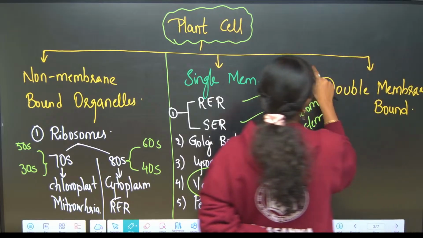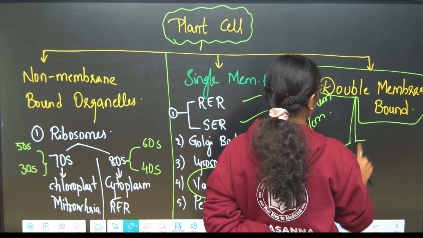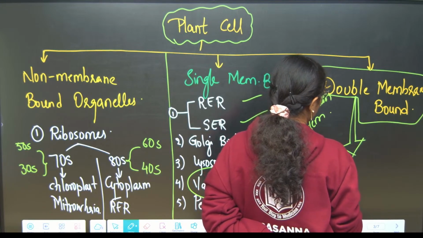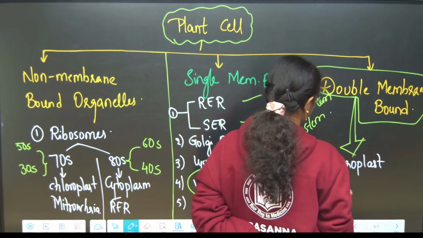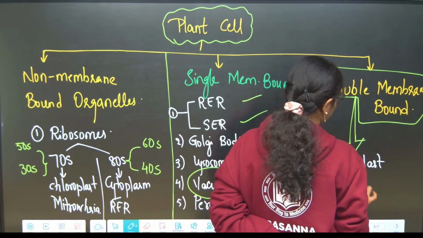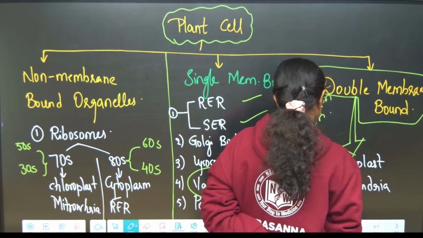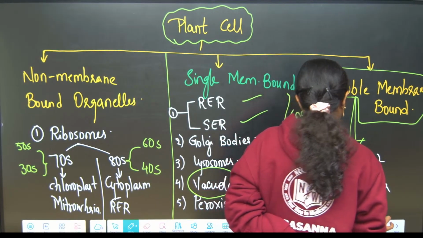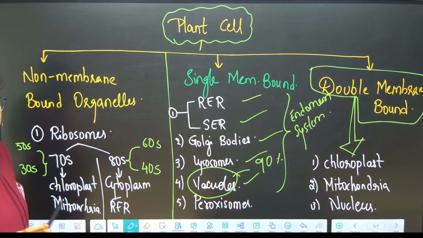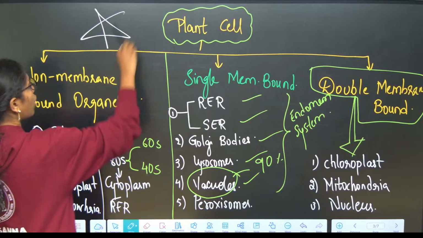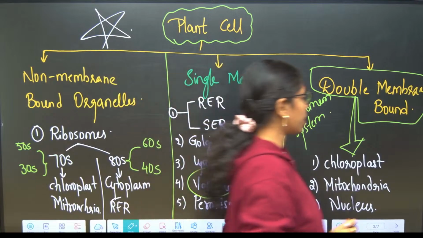Now, double membrane bound organelles include chloroplast, mitochondria, and nucleus. These are the double membrane bound organelles that are being observed in a plant cell. So, this is the complete organelle distribution inside a plant cell: non-membrane, single membrane and double membrane bound organelles.